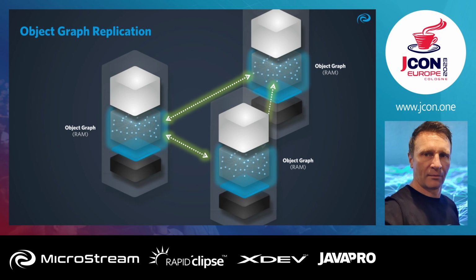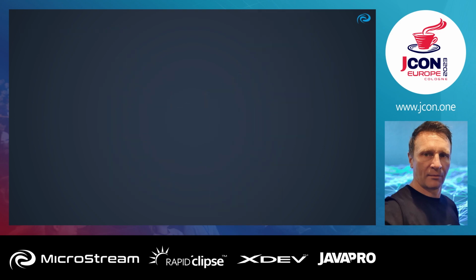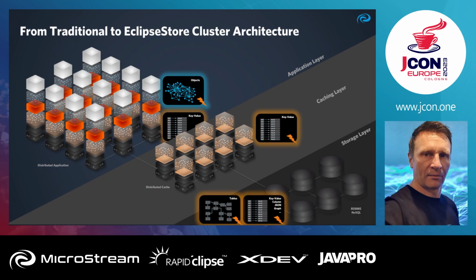We also can use object graph distribution, so we can replicate the state of your JVM through even hundreds or thousands of JVMs with a MicroStream cluster, and we can build distributed applications. So here is a classic architecture. We have multiple instances of an app or a microservice, so multiple application nodes. We have a database cluster, and in between we have a distributed cache.